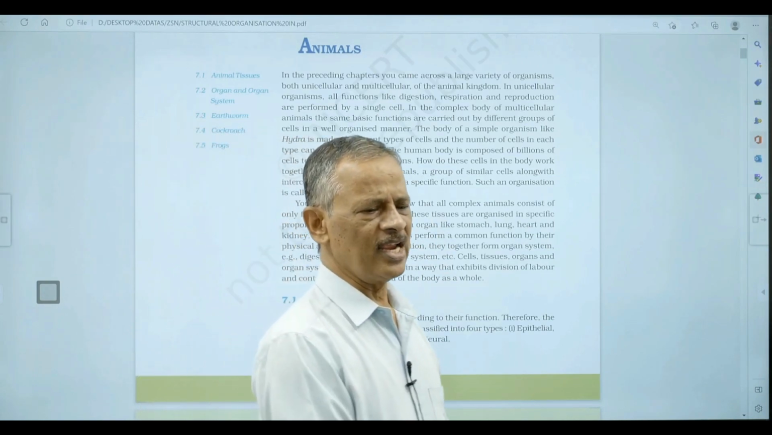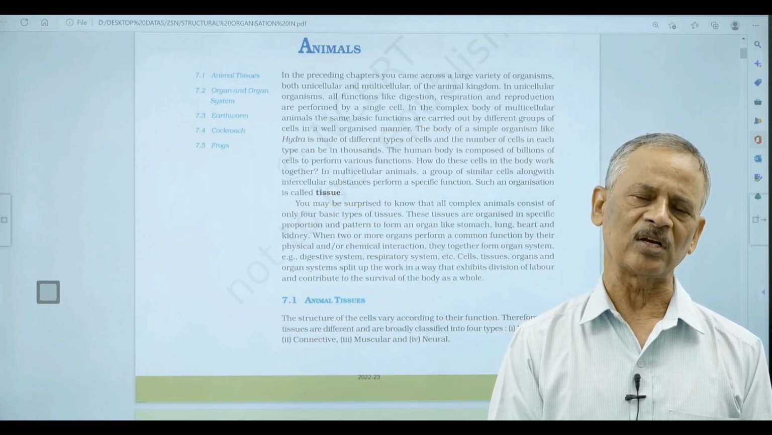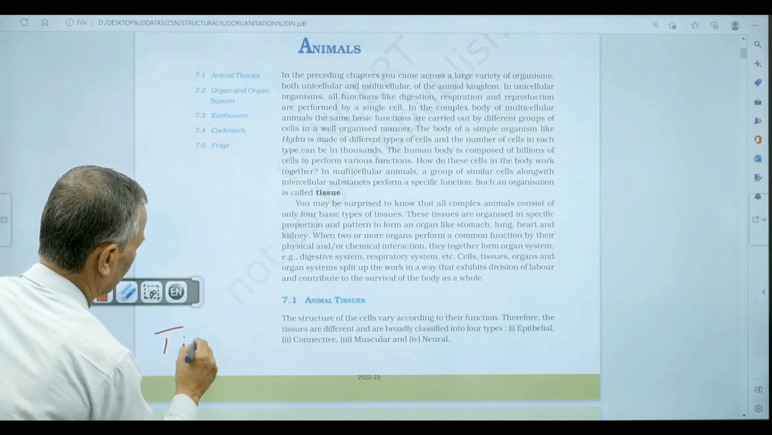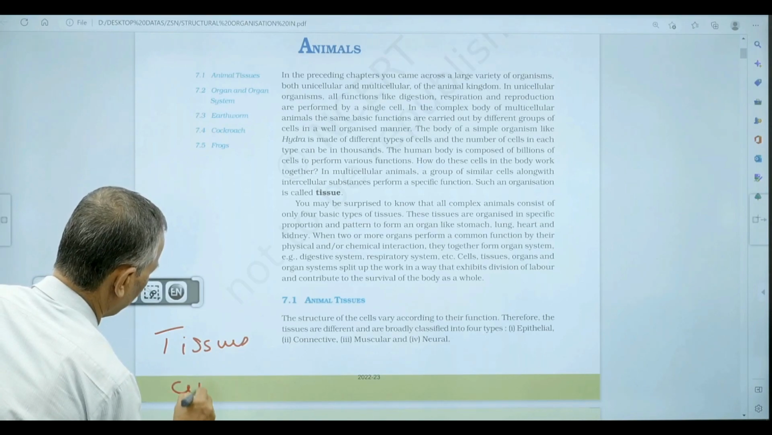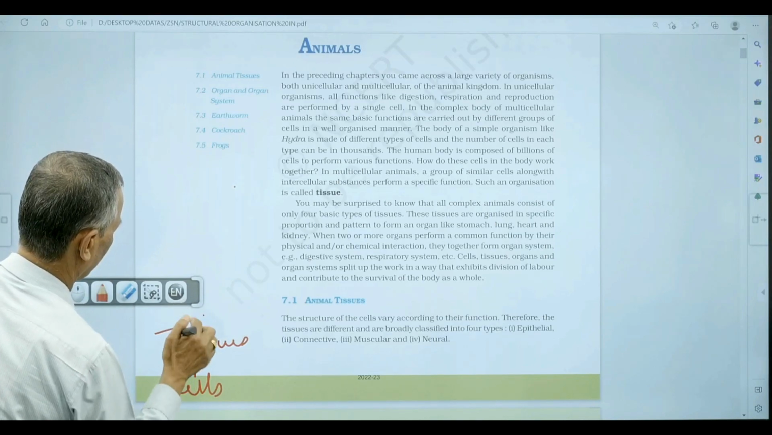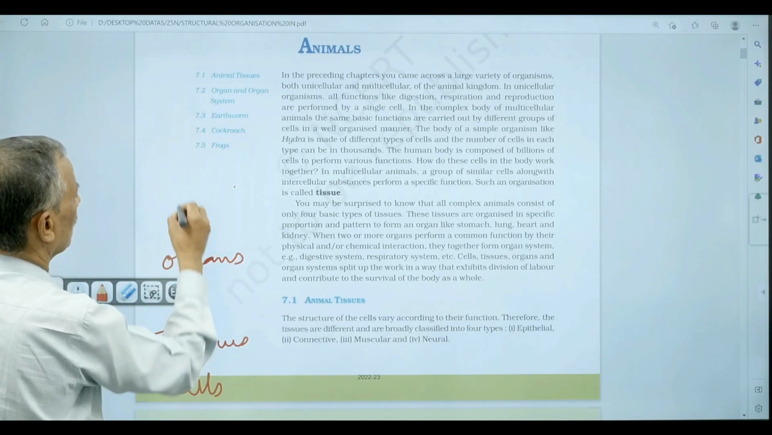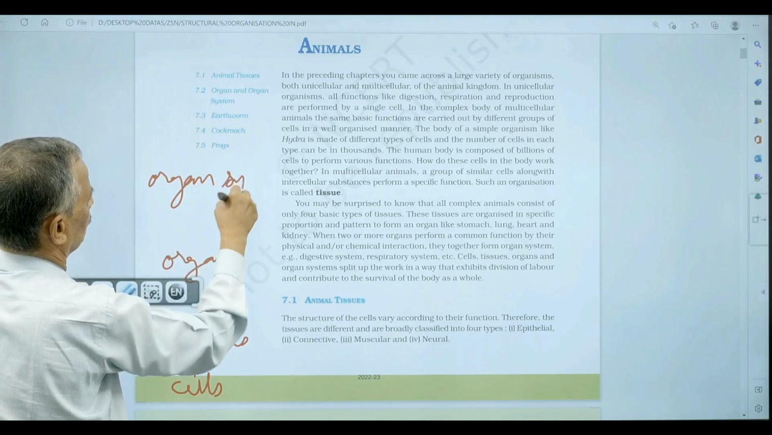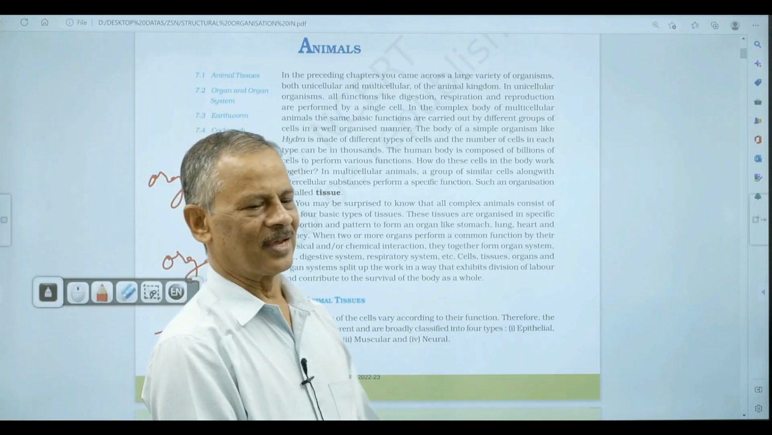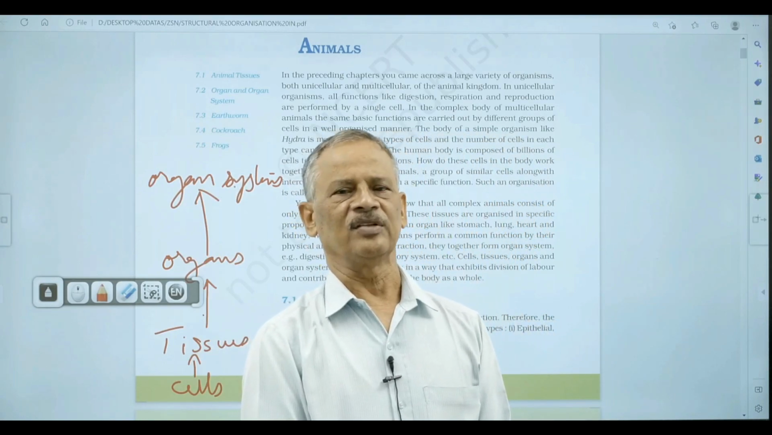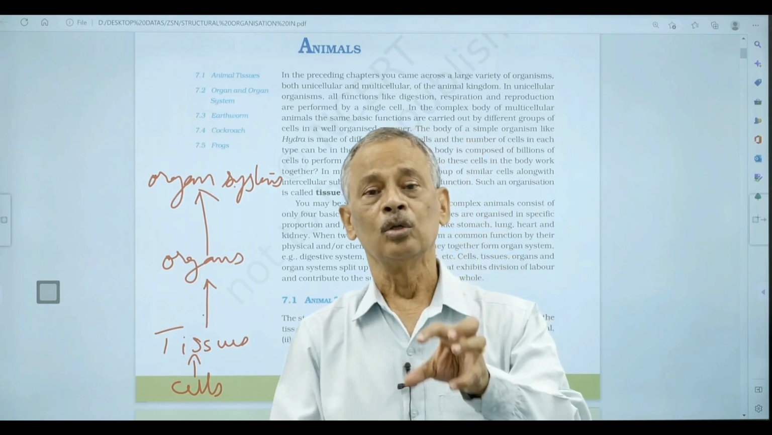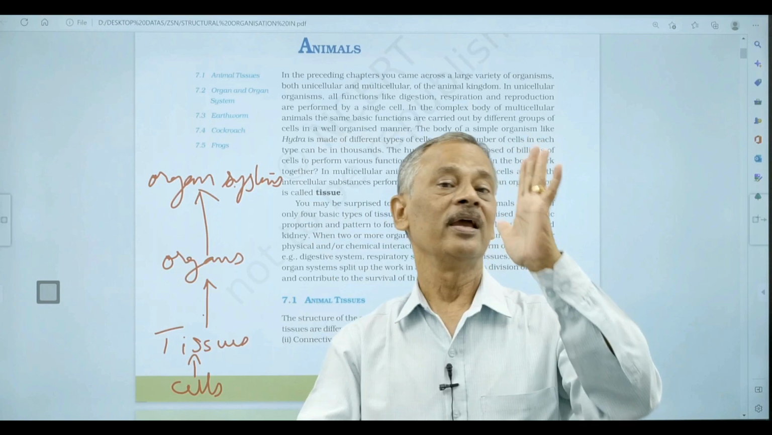And when different types of tissues are organized to perform a common function, we call it an organ. So, we have tissues formed with the organization of cells. Now, these tissues will organize to form organs, and organs are again organized to form organ systems. So, this is the increasing level of complexity. For example, we have the digestive system, circulatory system, reproductive system, excretory system, in which many organs are organized to perform a common function. So, this is how the body of an animal is made up. That is the organization of an animal.